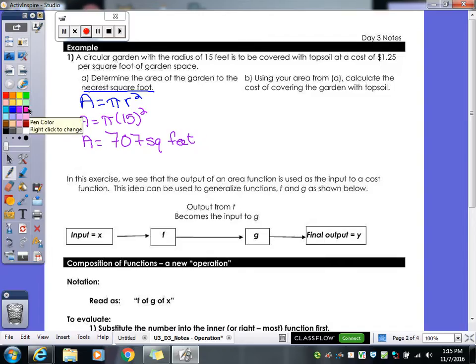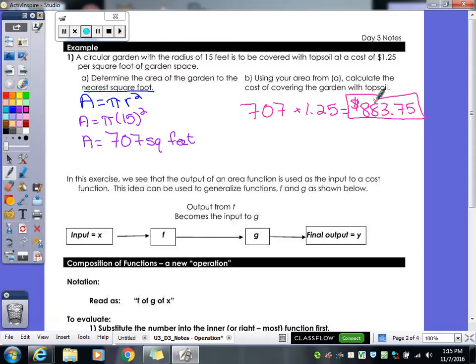So in part B it says, using your area from A, calculate the cost of covering the garden with topsoil. So what would we do for part B? 707 times 1.25. What do we get? There it is. 883.75.